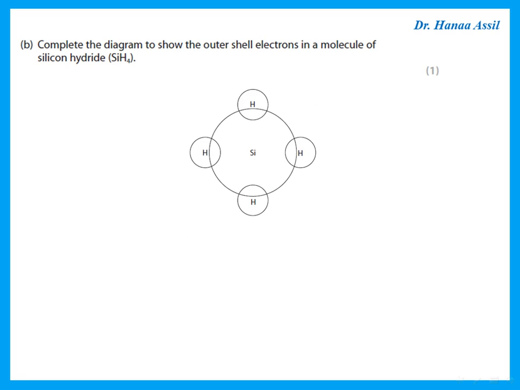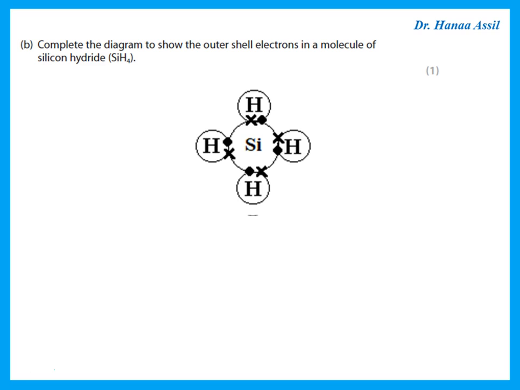Okay, complete the diagram to show the outer shell electrons in a molecule of silicon hydride. So we want only outer shell electrons. If you look at silicon, silicon is in group 4. That means it has 4 electrons. It needs 4 more electrons. So each of these hydrogens will share 1 electron from hydrogen, 1 electron from the silicon. So this is what we call the dot and cross diagram for silicon hydride.